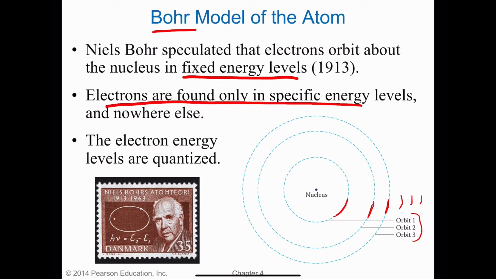So we talked about how you can't have an electron that, for example, is this far away between the nucleus and the first one, and you can't have an electron that's somewhere between energy level 1 and 2. It's either in level 1, or it's in level 2, or it's in level 3. And then we use the word quantized to express that fact that you can't have an electron that's somewhere between energy levels. It's only on a specific energy level.